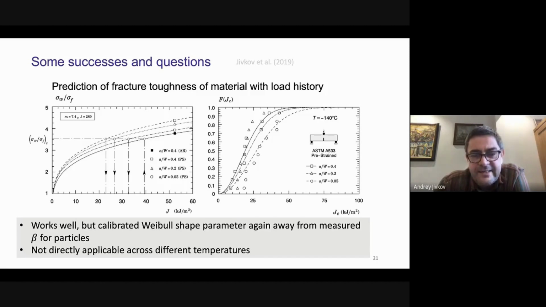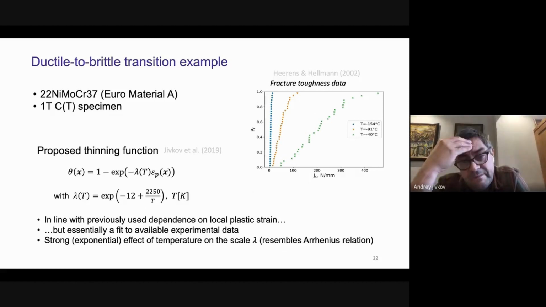However, exactly as in previous cases, the Weibull shape parameter is far away from the measured shape of the particle size distribution, which again suggests that there is something that we actually don't know. All these differences between the shape parameter of the particles, which is measurable, and the shape parameter that you find by fitting fracture toughness data, suggest that we don't know what is the conversion between particles and microcracks. Why is the microcrack shape parameter actually changing? And the other problem is that this is not transferable across different temperatures. And so for temperatures, we had a different sort of proposal.